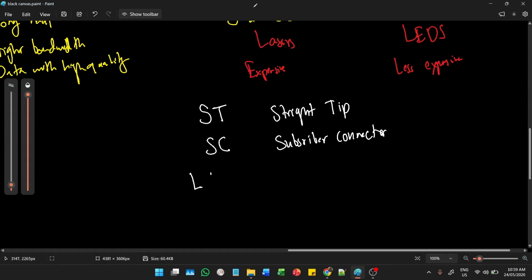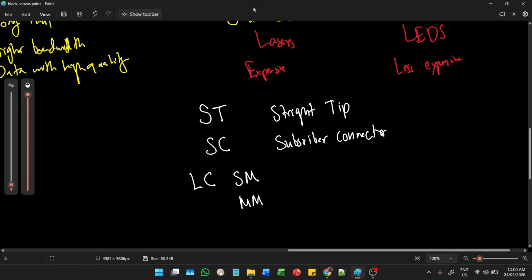Anyways, next we have LC, which means lucent connector. And lucent connector has two modes: single mode and multi mode. Oh, by the way, subscriber connector is the one that most of our fiber optic Wi-Fi's use. So in Sri Lanka we have SLT fiber, and subscriber connector is what they use. Anyways, so LC, there's single mode and multi mode, right?